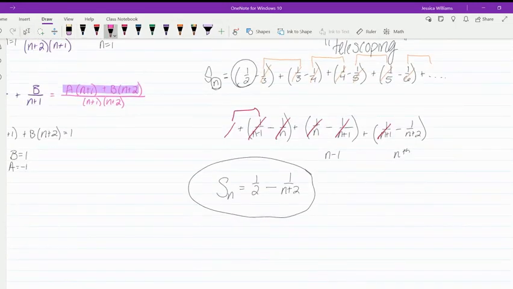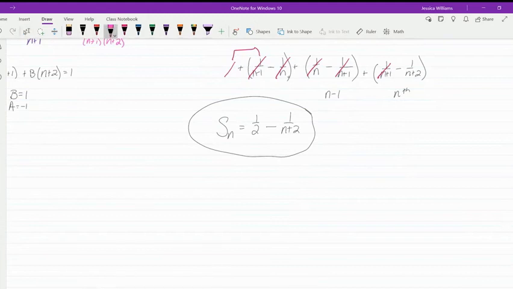Remember, your partial series test says we have to take the limit of this partial sum and see what we get. So if I take the limit as we go to infinity, this thing's going to 0, and I just get 1/2. And that is the actual sum of that series we started with.